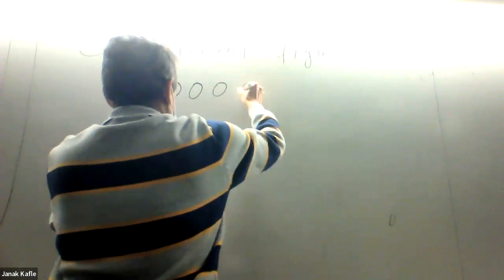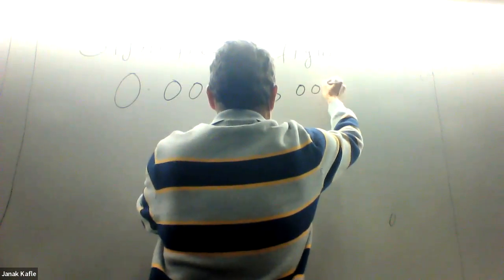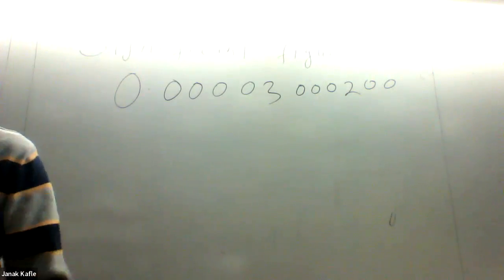So what kind of things are called the significant figure? So let's write a number. I write a number here, 0, and I have 4 zeros here, 1, 2, 3, 4 zeros, and then I have 3, and 1, 2, 3, and I have 2, 0, 0. I'll just go through these examples so that everyone can follow. This is a number, right?